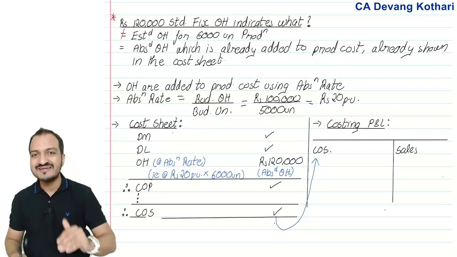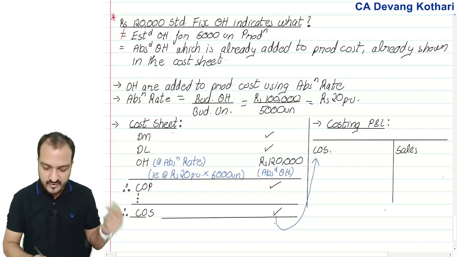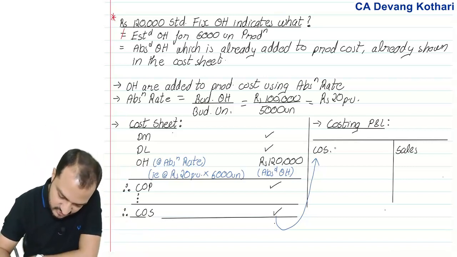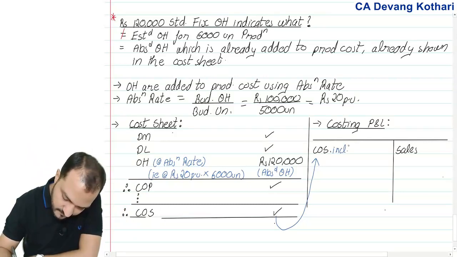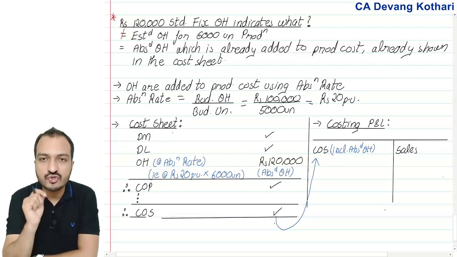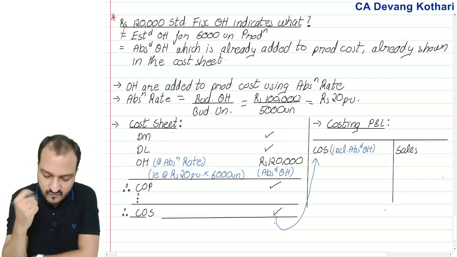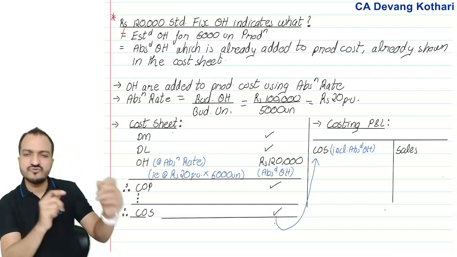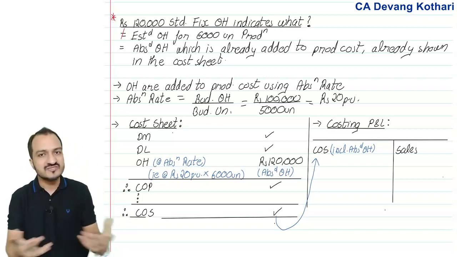So my cost sheet contains overheads as per the absorbed overheads, and that absorbed overheads is included in my cost of sales. This cost of sales includes absorbed overheads. So now if the actual overheads is different, now if the actual overheads is more, then only the difference of absorbed and actual you need to show separately.